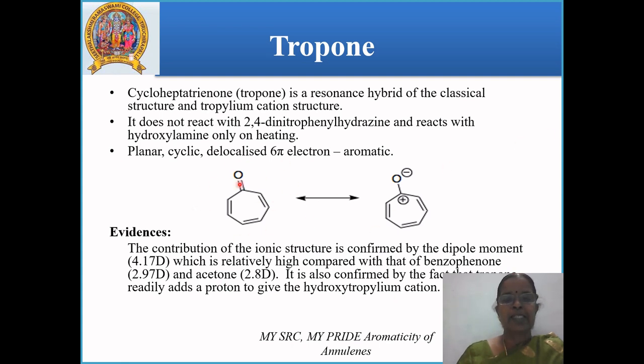Tropone is another aromatic compound. As such, if you look at this system, it is a non-aromatic one. But the carbon-oxygen bond is a polar bond. Polarization of the pi electrons makes oxygen negative and carbon positive. Because oxygen is more electronegative than carbon, oxygen withdraws the pi electrons and the ring becomes a delocalized 6 pi electron system and the compound is aromatic. The dipole moment value of tropone shows that it is present in ionic structure and aromatic in nature.